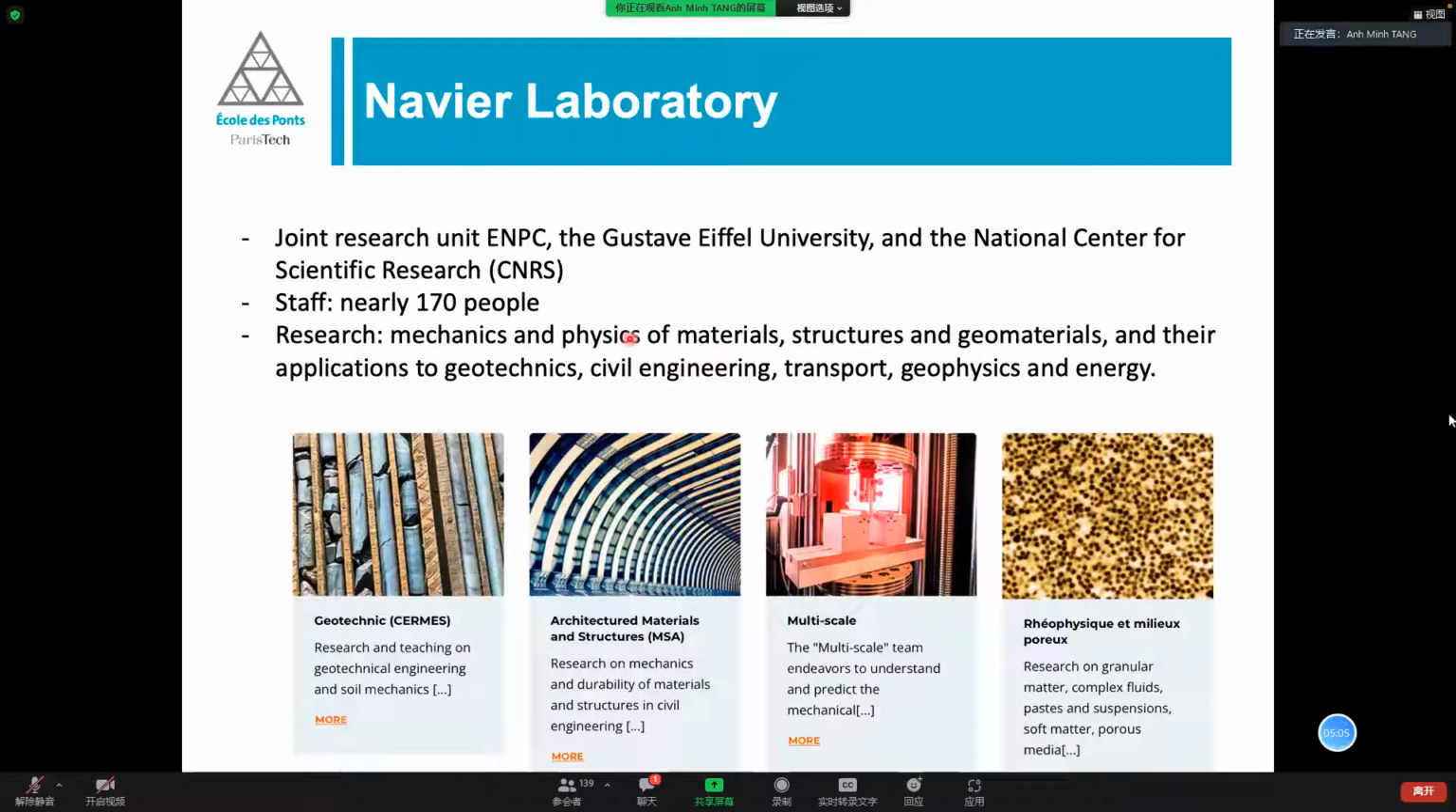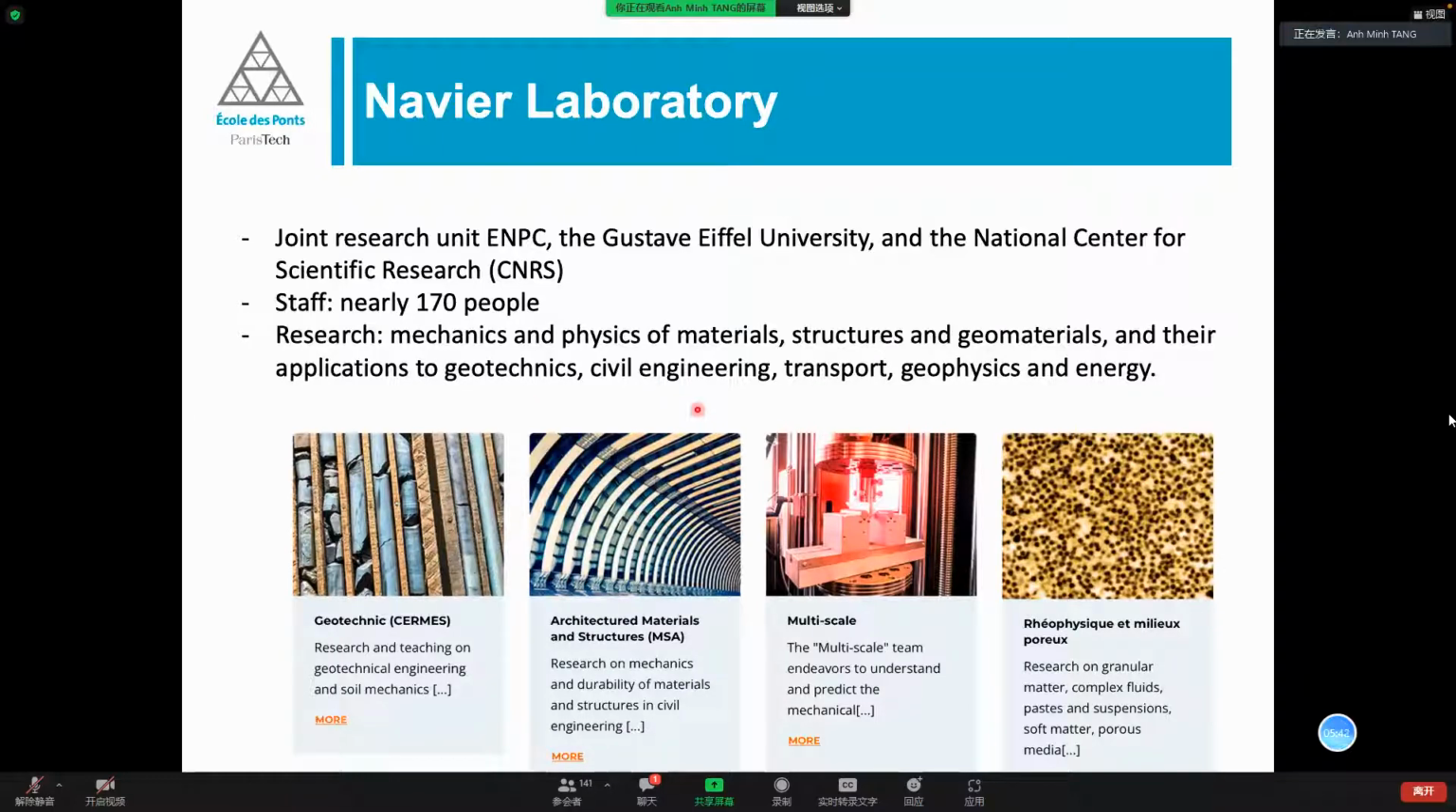I work in the laboratory called Navier, the name of the scientist. The laboratory Navier is a joint unit between Ecole des Ponts, Gustave Eiffel University, and also the National Center for Scientific Research. There are around 170 people in the staff. The research topic is on mechanics and physics of materials, structures, geomaterials, and their applications to geotechnics, civil engineering, transport, geophysics and energy.